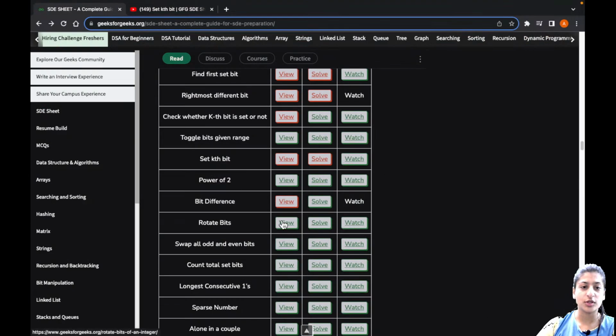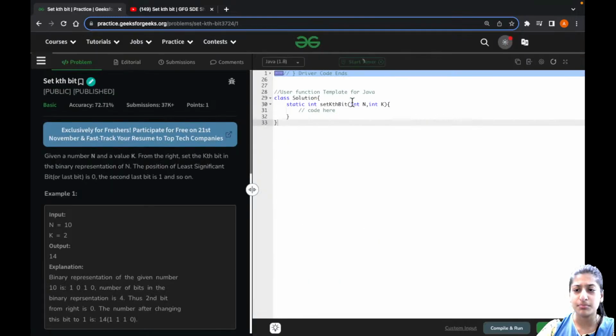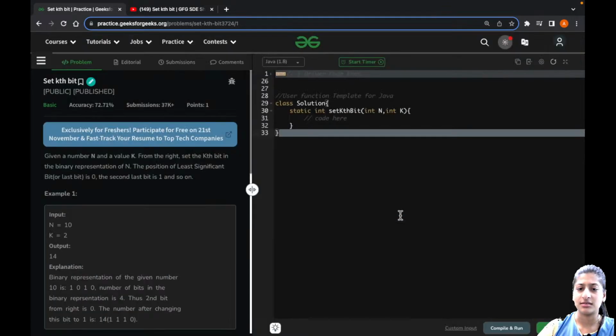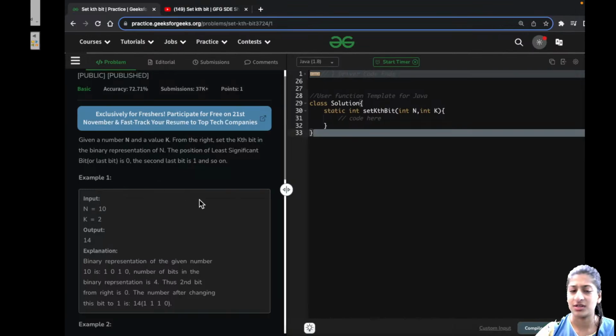Moving on. So the problem for today is set kth bit. So let's see what is the problem. Very simple problem. You are given a number n and an integer k. You have to set the kth position to 1 in your given number. So what does this mean?